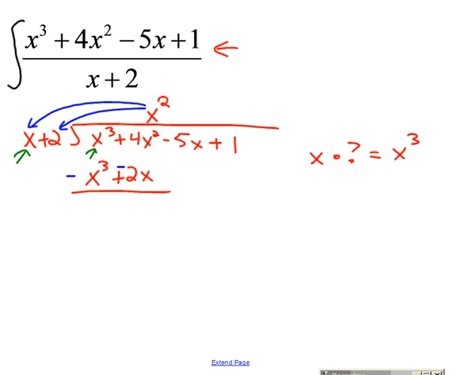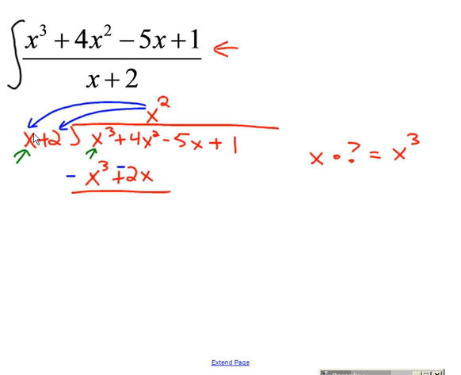But x cubed minus x cubed is 0x cubed. This first piece should always cancel out. If it does not, you have not chosen the right number up top, or you made a mistake when you were multiplying. So you should always get 0 here, which means that that disappears.